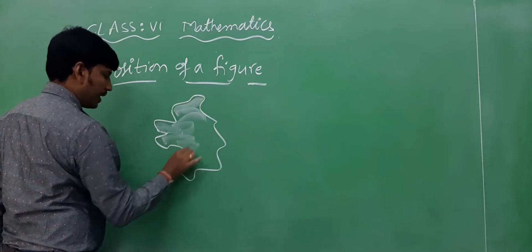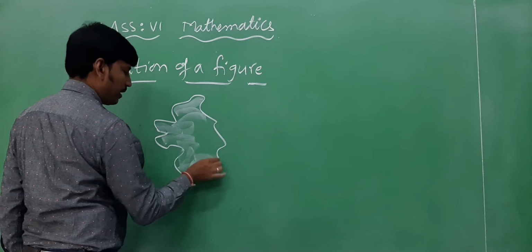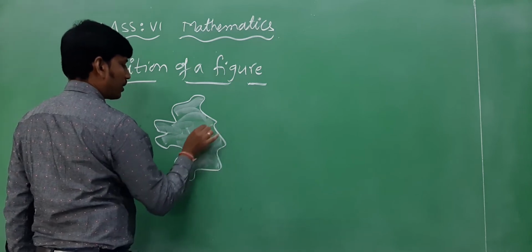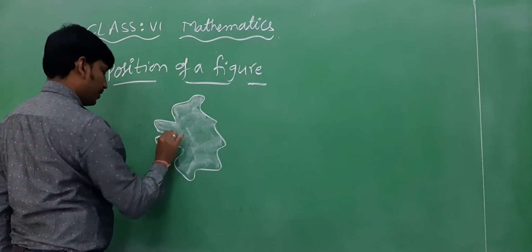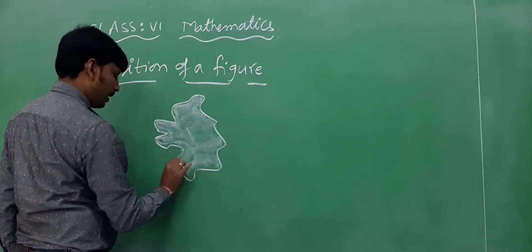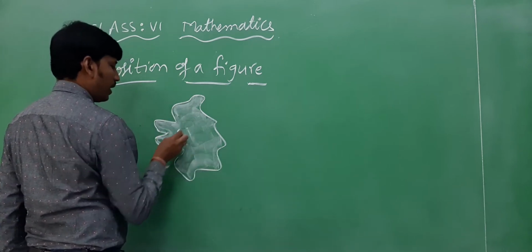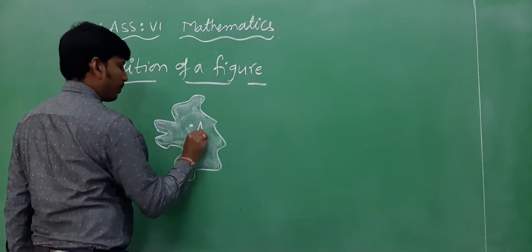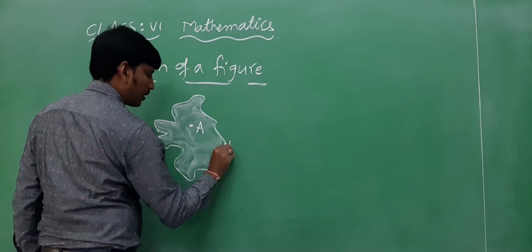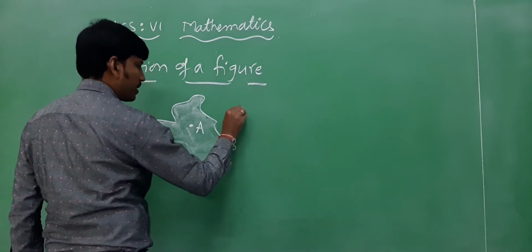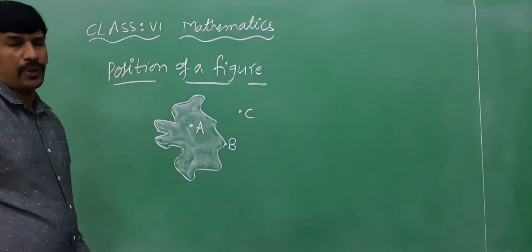This whole part is shaded inside of the figure. It is a closed curve. Everything will be closed, there is no opening. Right, children? Now, in this I am taking 3 points: one A on the line, B on the curve, and somewhere C. There are 3 points I told you.